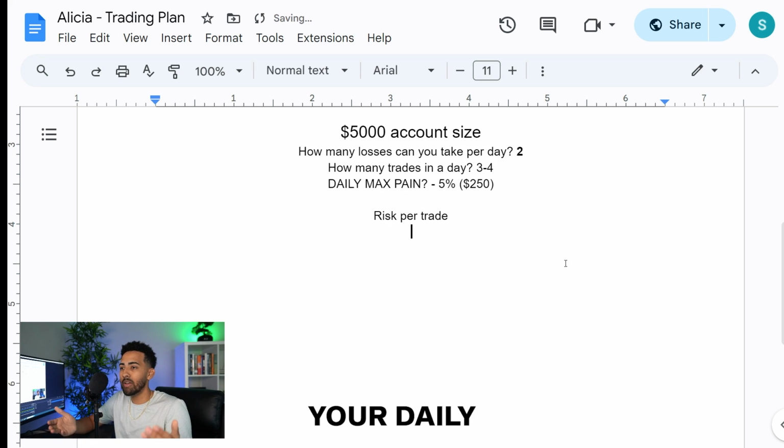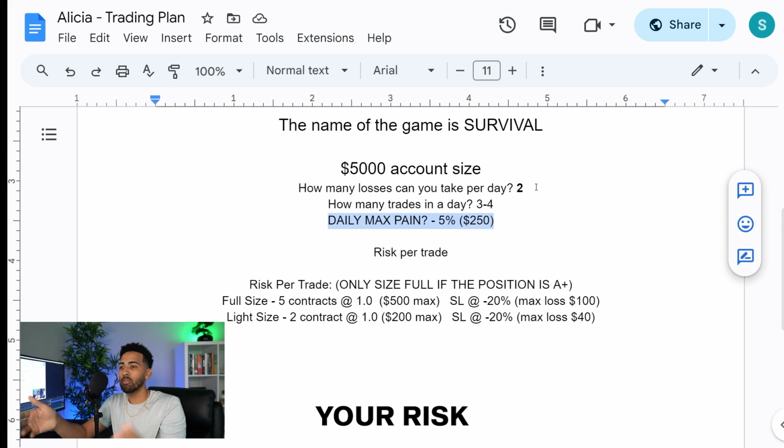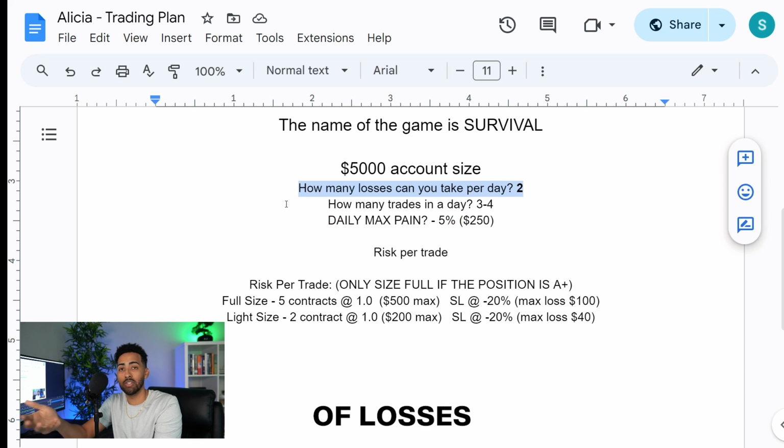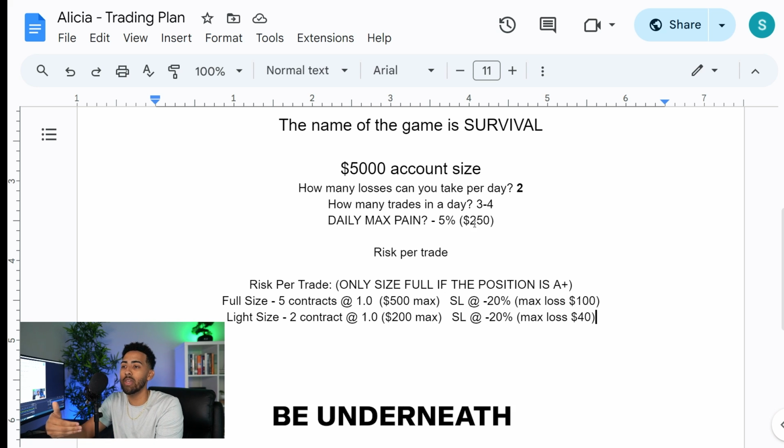So after you find out your daily max pain, you need to find out what your risk per trade is. To find out what your risk per trade is, you need to figure out what number will keep you underneath your daily max pain if you take your full amount of losses for the day. So on this account specifically, I figured we can risk around 2% or less per trade and still be underneath this daily max pain if we were to lose.